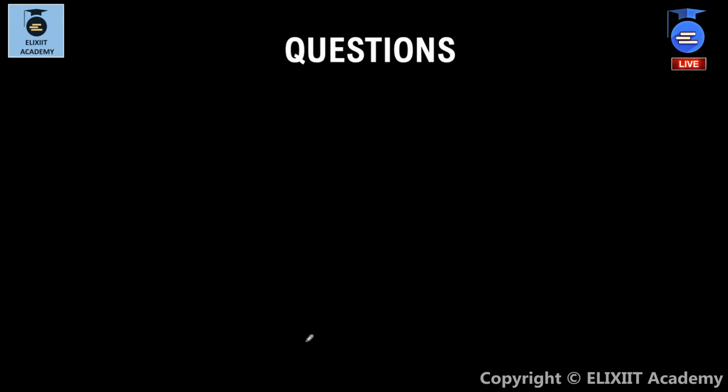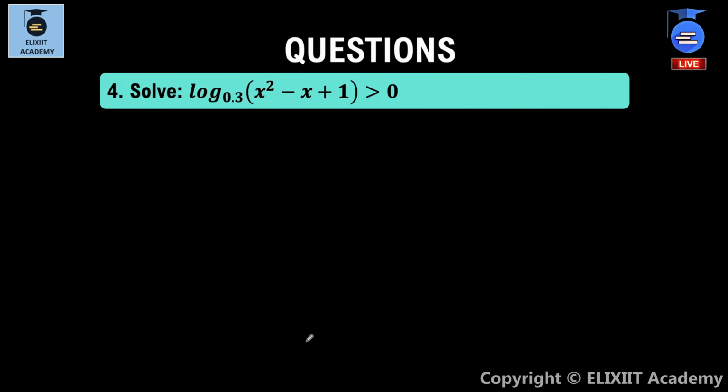Now you all solve this by the same concept. Can you solve this and tell me what is the solution? Basically, the intervals you need to solve. That's log with base 0.3 of x square minus x plus 1. This must be greater than 0. You tell me what is the solution for this particular values of x. Solve this and tell me what solution you're getting from here.